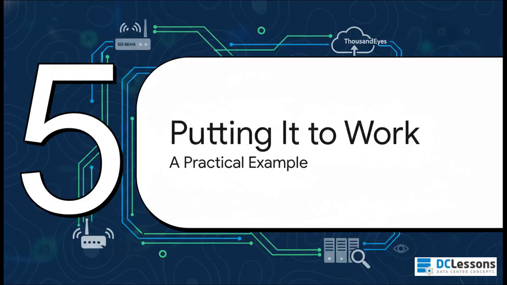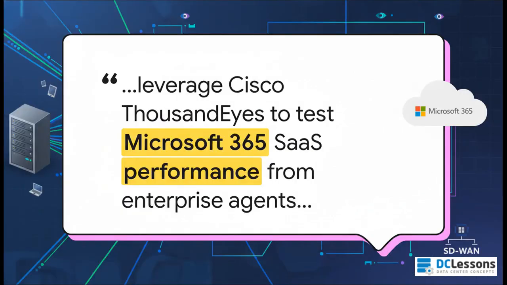Okay, so let's fast forward. The agents are all deployed, they're up and running. Now what? What can you actually do with them? Let's get out of the theory and look at a really practical example of how all this visibility helps you solve actual real-world problems. A perfect, and I mean perfect, use case for this is monitoring the performance of a critical SaaS app like Microsoft 365.